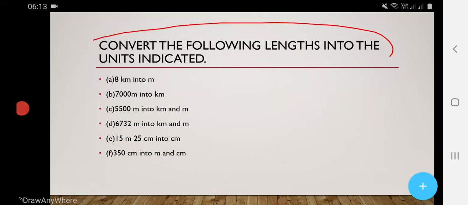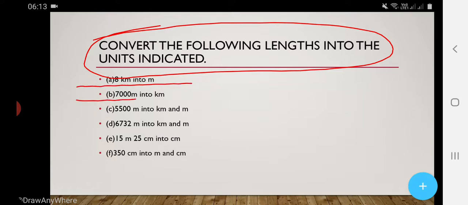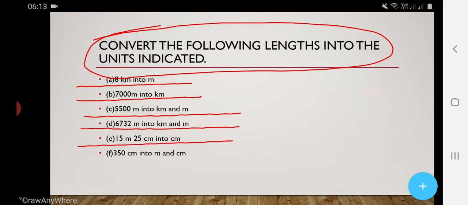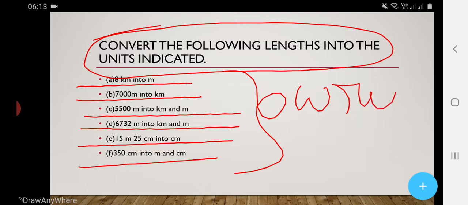Convert the following lengths into the units indicated. 8 kilometer 7000 meter into kilometer. 5500 meter into kilometer and meter. 6732 meter into kilometer and meter. 15 meter 25 centimeter into centimeter. 350 centimeter into meter and centimeter. Write this in your copy and show me the answer.